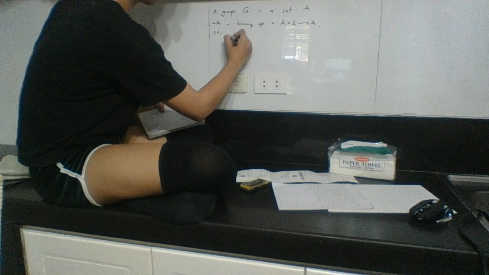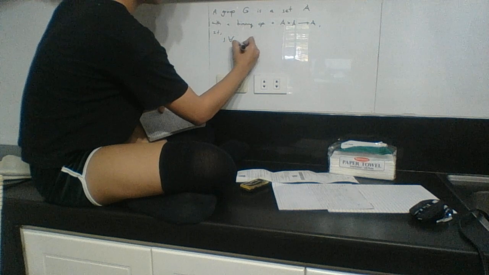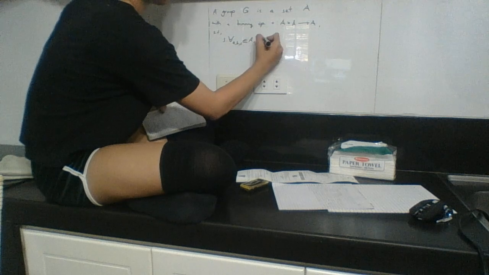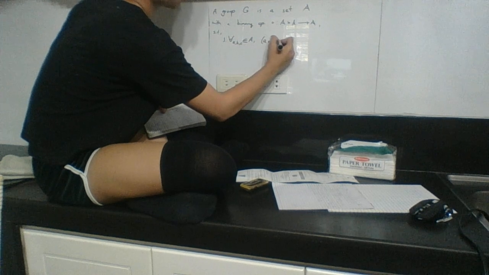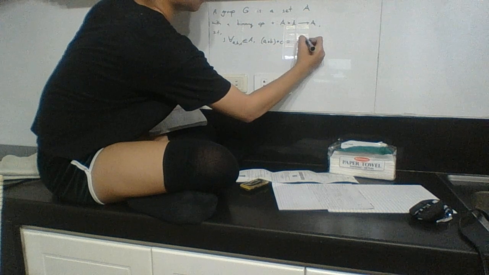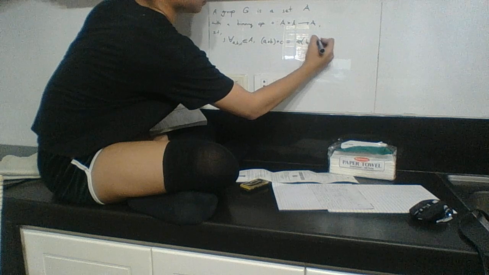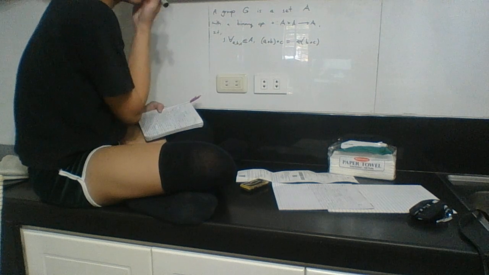One, for all, so this upside down A means for all, so any element inside A, it must hold, okay? For all a, b, c inside A, (a circ b) circ c is the same as a circ (b circ c). So I do the operation on b, c first, and then apply a to that resulting thing, which is the same as this thing.